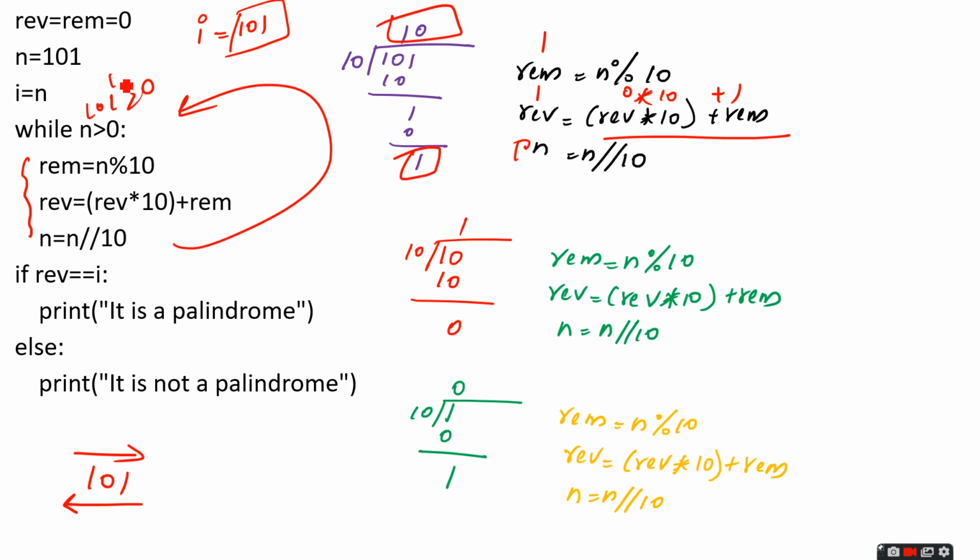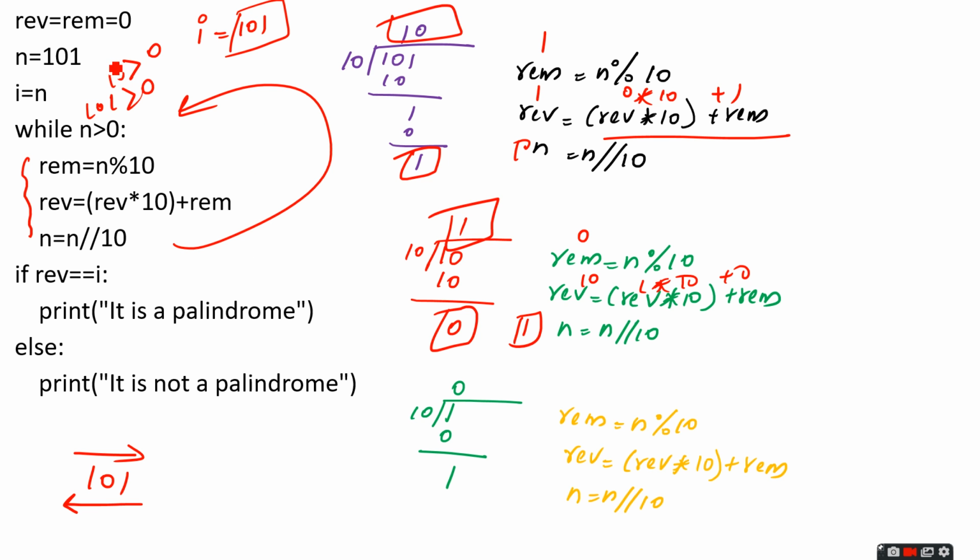We will check the condition 10 greater than 0. The condition is true. We have to find the remainder. When 10 is divided by 10, the remainder is 0. Then we will perform the reverse. Before, the value of reverse is 1. 1 into 10 is 10, and remainder is 0, so it is 10. Now we have to get the quotient. When n is divided by 10, the quotient is 1.